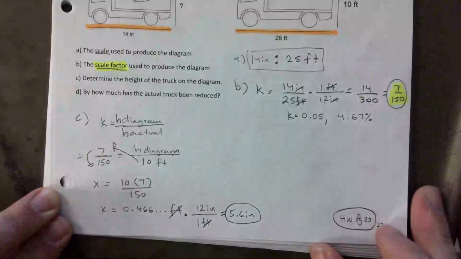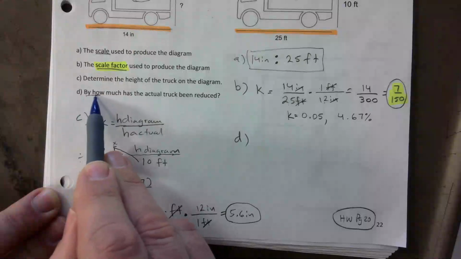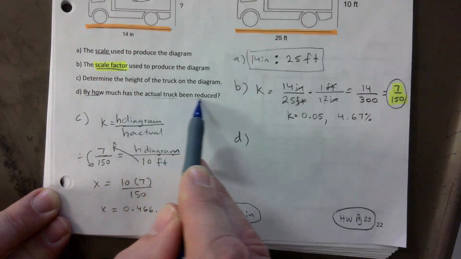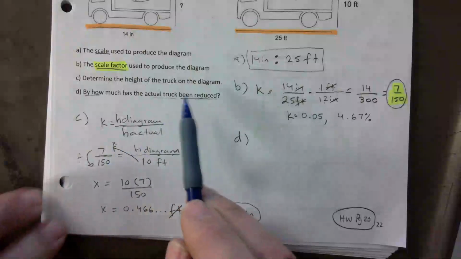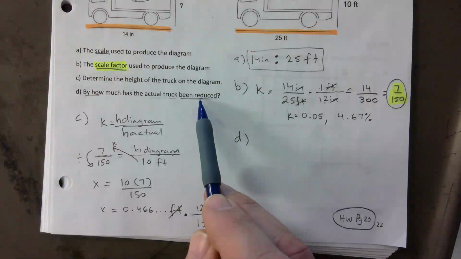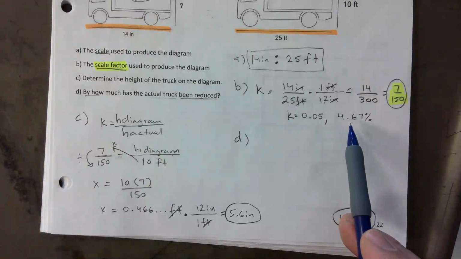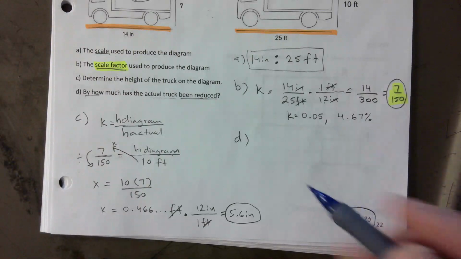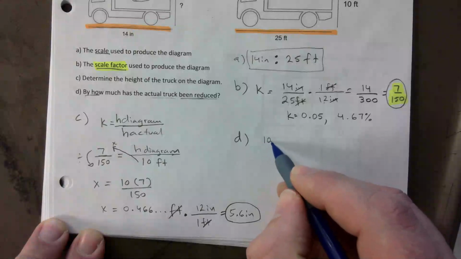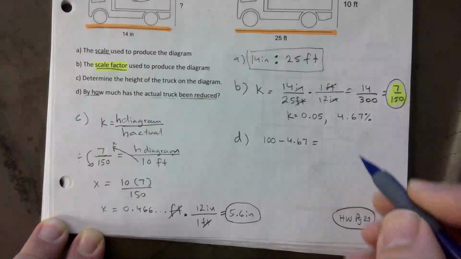Okay. And then D, by how much has the actual truck been reduced? So I'm already giving it away that it's a reduction. I could have asked you that. It's like, how do you know it's a reduction? K is less than 1. K is less than 100%. But by how much? We'll go like this. 100 minus 4.67.